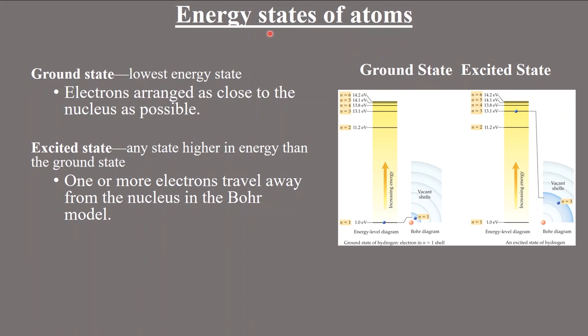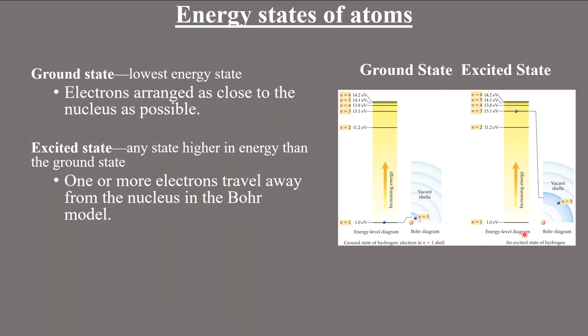Another concept that you need to learn is energy states of atoms. There are 2 energy states, ground state and excited state. In ground state, electrons are arranged as close to the nucleus as possible. For a hydrogen atom which has only 1 electron, the ground state is shown in this diagram, and under normal conditions, hydrogen atoms spend most of their time in the ground state.